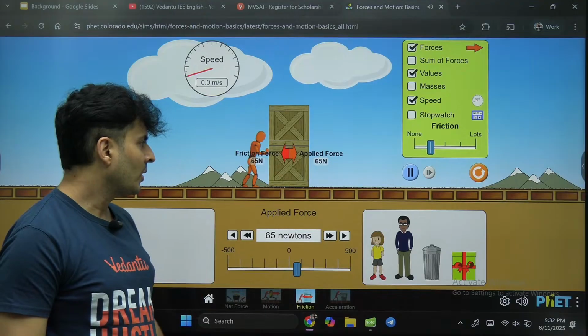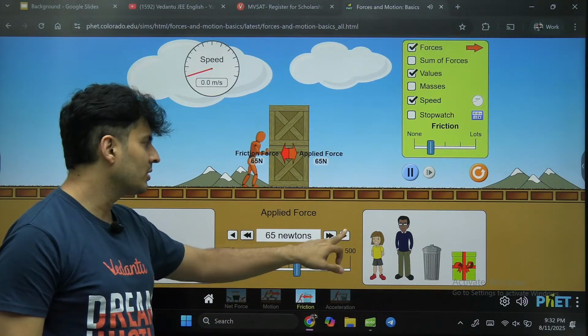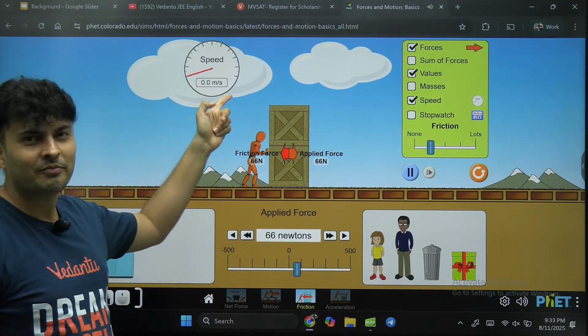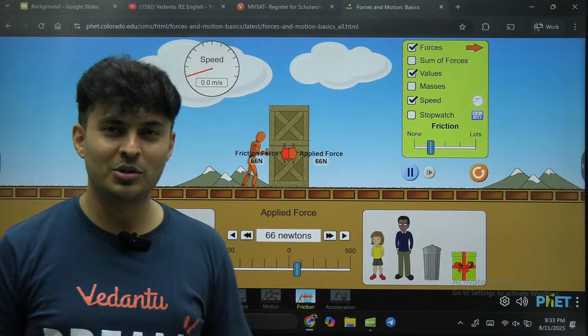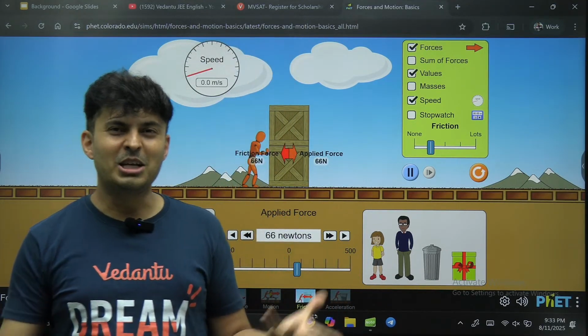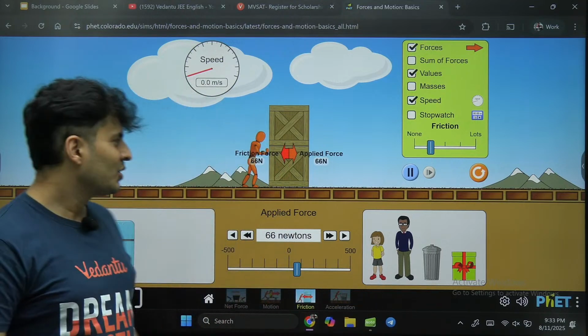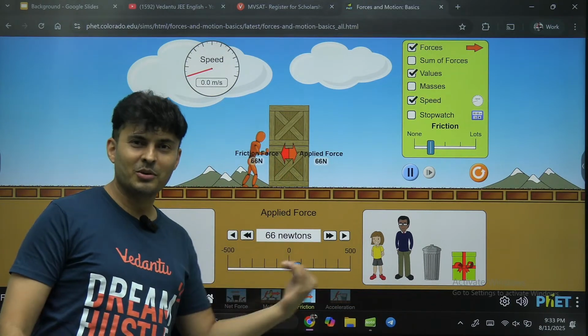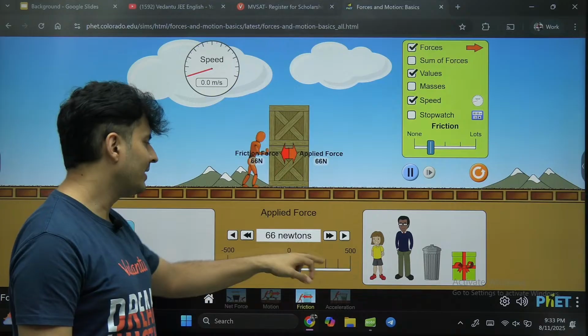You want to try? Okay, 65 Newton, not moving, of course. 66, it's not moving. Any guesses at what Newton it should start moving? Just take a rough guess. Two blocks, double the effort will be needed. Makes sense. So 65 times 2, 130. So close to 130, 131. After that, it will start to move.